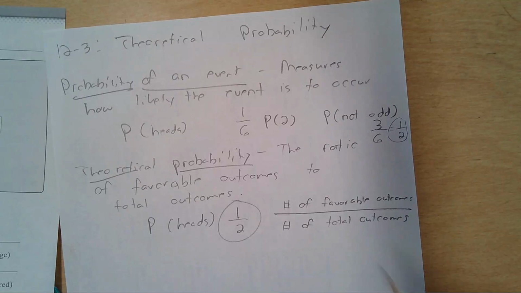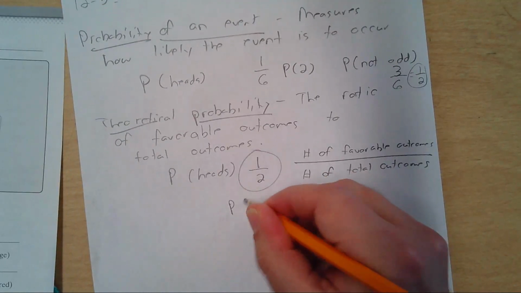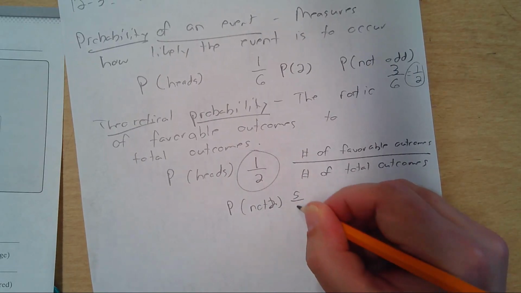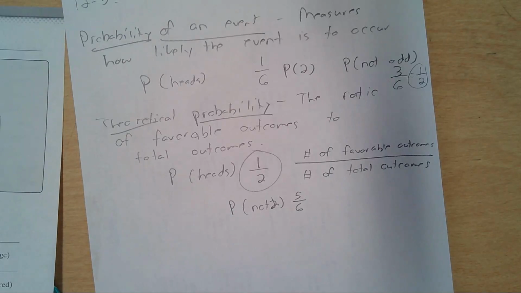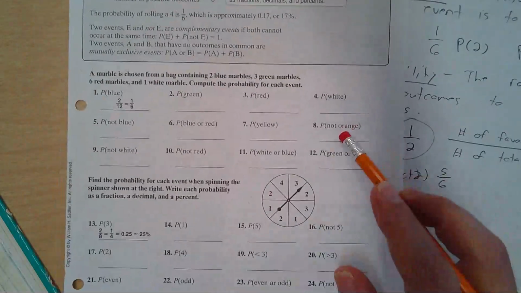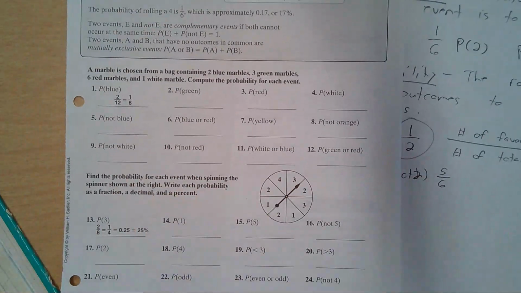So if I said probability of not 2, 5 winners, and of course the one loser in that scenario would be the 2. That's what I don't want to have happen there. If I get the 2, I lose. So we'll see these not type of events going on here. We'll talk about in just a second here complementary events and things like that.